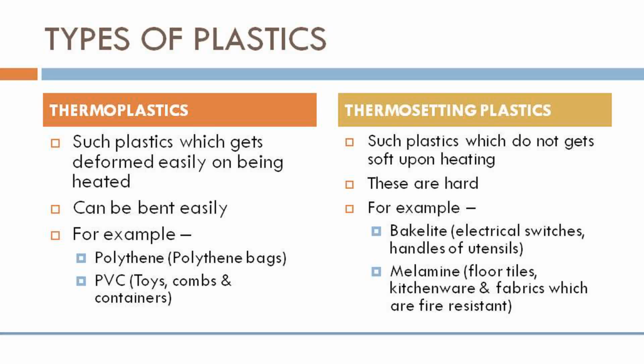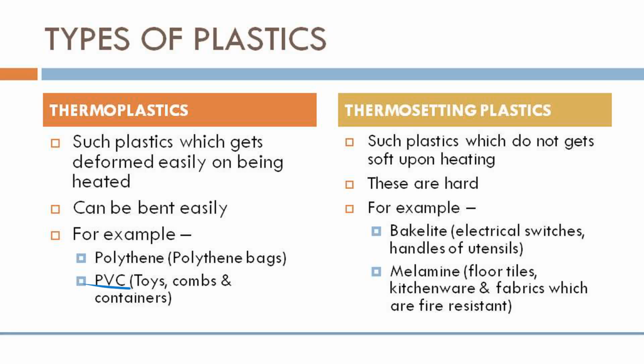Plastics are of two types, that is, thermoplastics and thermosetting plastics. Thermoplastics are plastics which get deformed easily on being heated and can be bent easily. For example, polythene, which is used in polythene bags, or PVC, which is used in toys, combs, and containers.